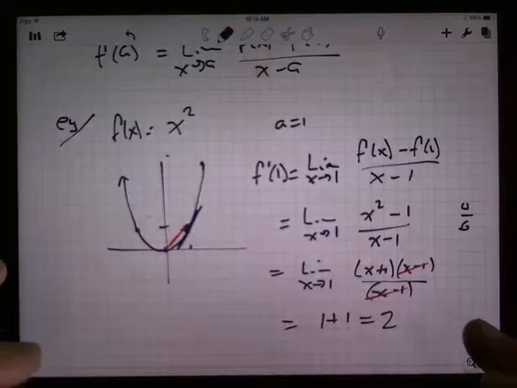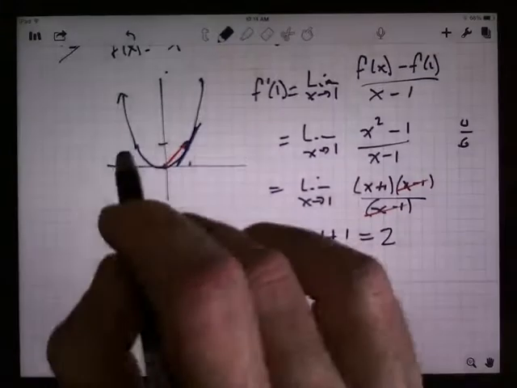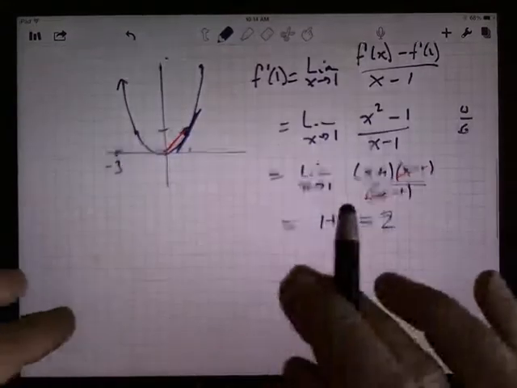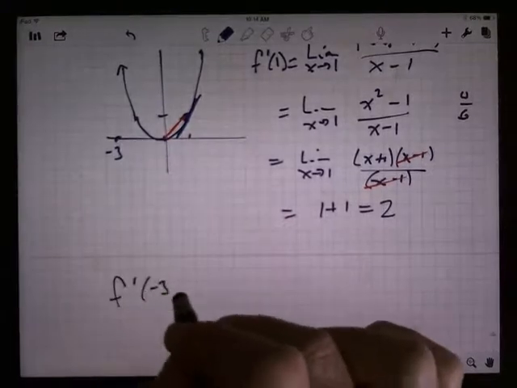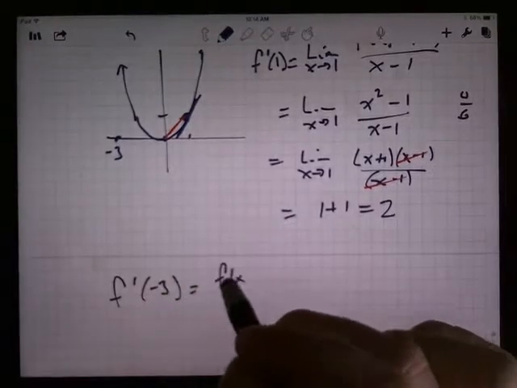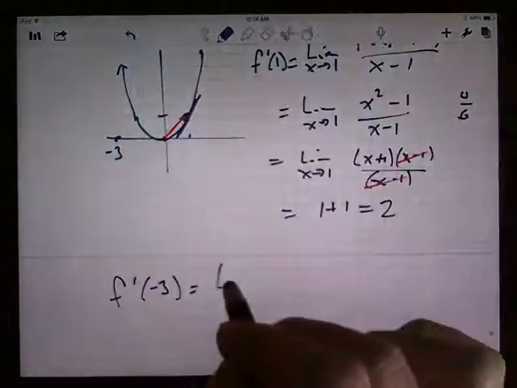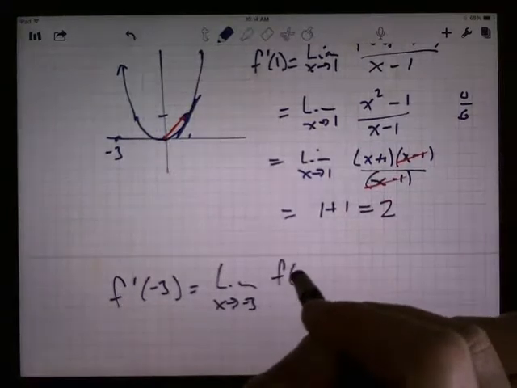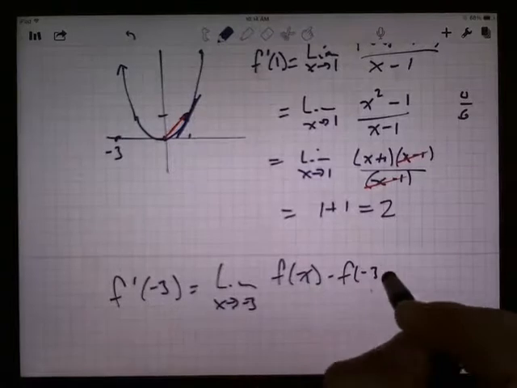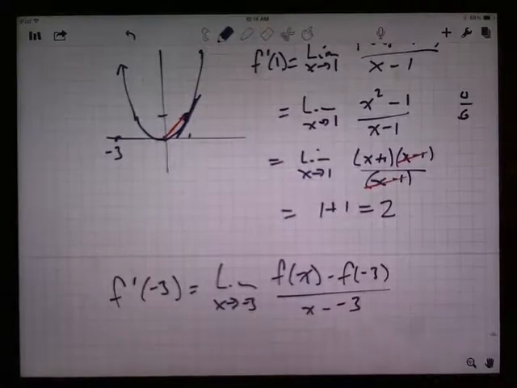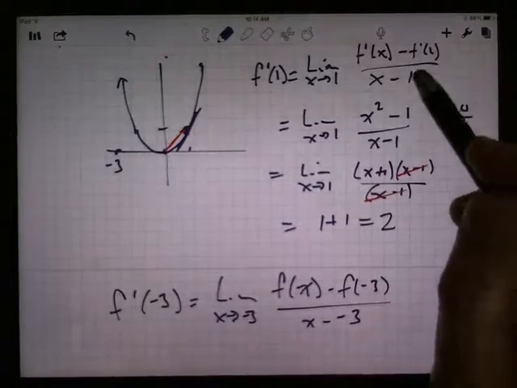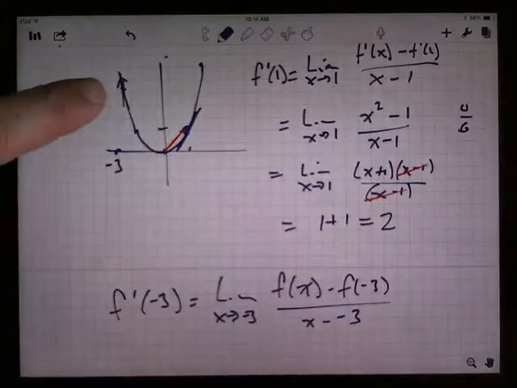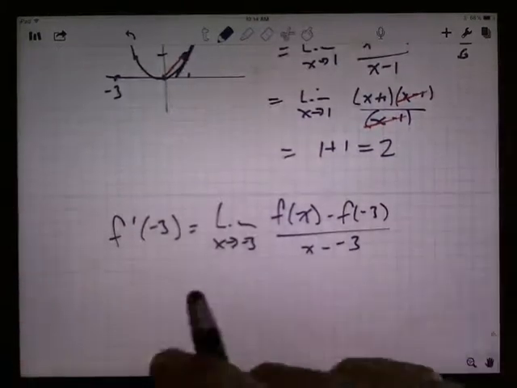If I wanted to try this at another spot, let's try it over here at, let's say, -3. Well, f prime of -3 should be the limit as x goes to -3 of f of x minus f of -3 all over x minus -3, right? So I'm doing the same thing I did here with the 1. It's just that I'm using -3 to find what the slope is over here now. Actually, that looks like it probably should be a negative slope. We'll see if that's the way it turns out.